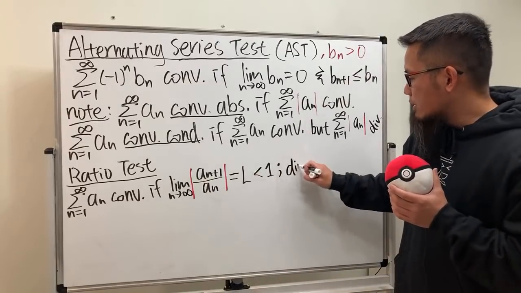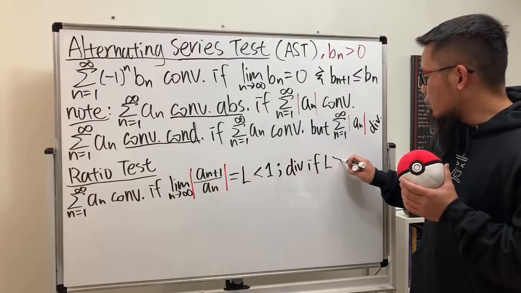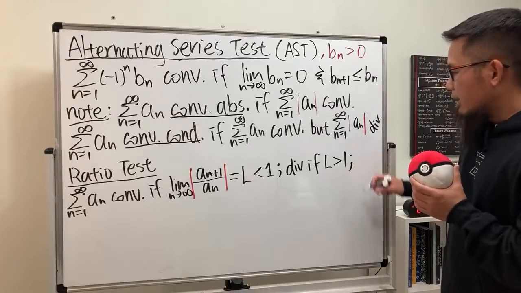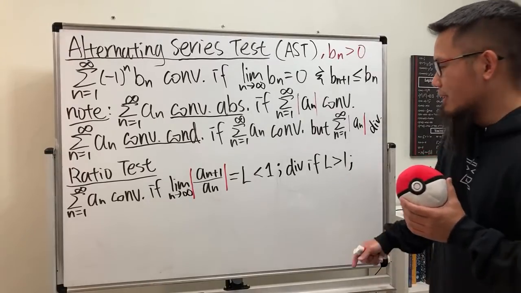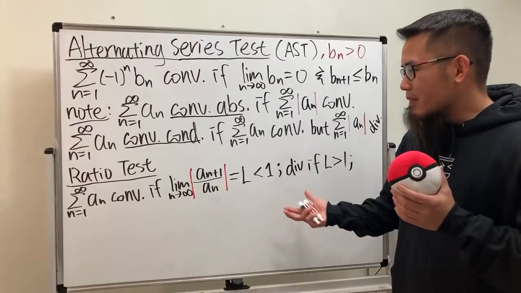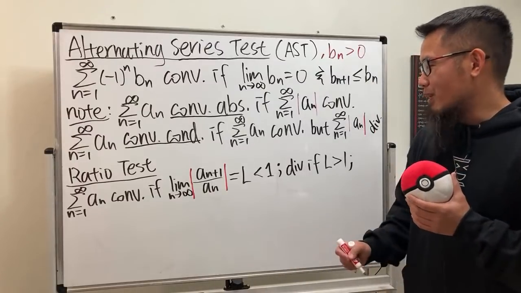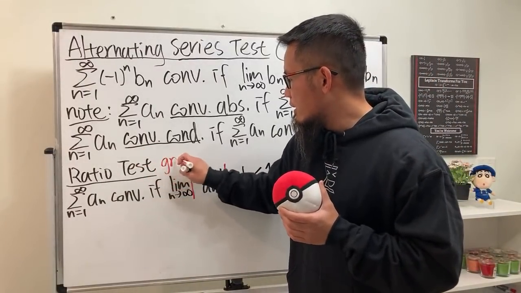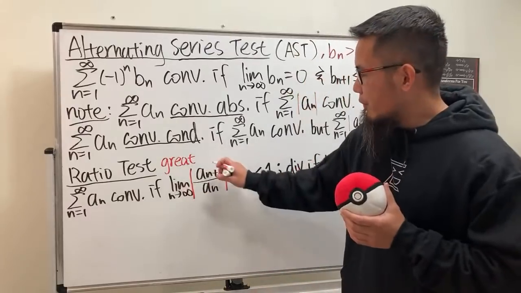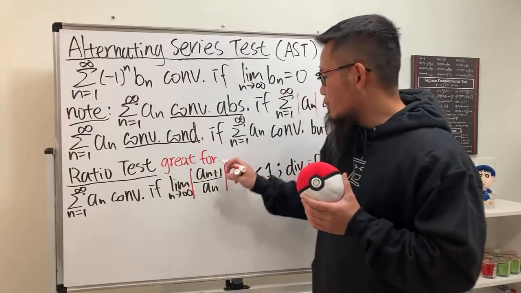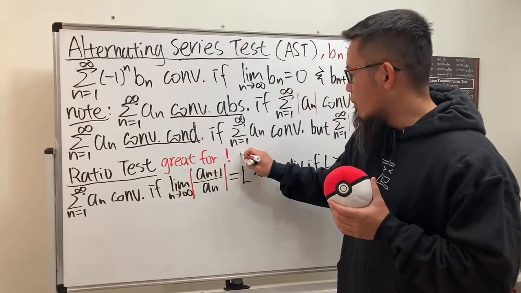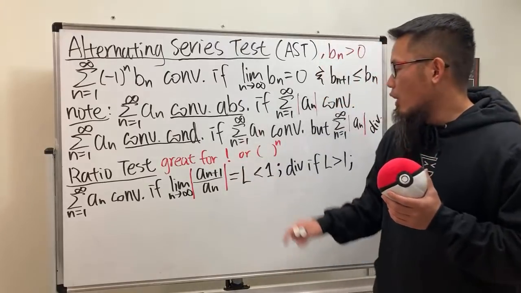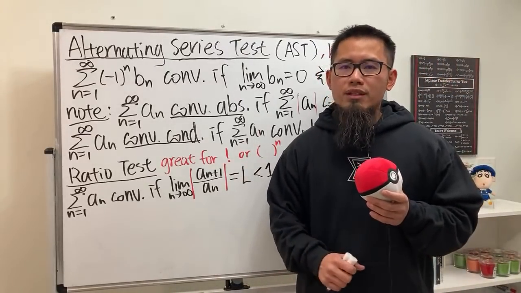It diverges if L is greater than 1. And here's that thing: if L is equal to 1, then unfortunately we cannot draw any conclusion. I'll write it down later because I ran out of space. And I'll tell you this though: the ratio test is great for the situation where you have a factorial or when you have the n in the exponent. When you see a factorial or n in the exponent, go ahead and give the ratio test a try.